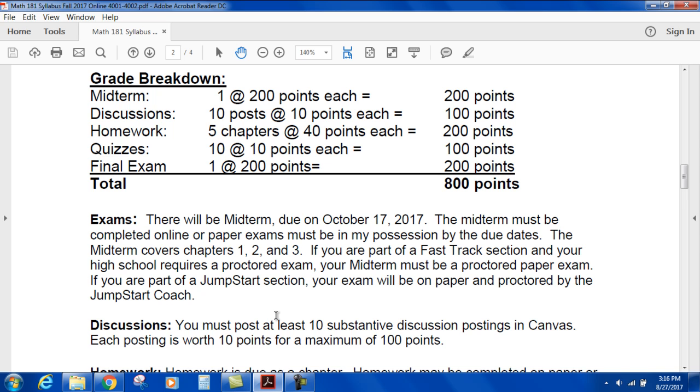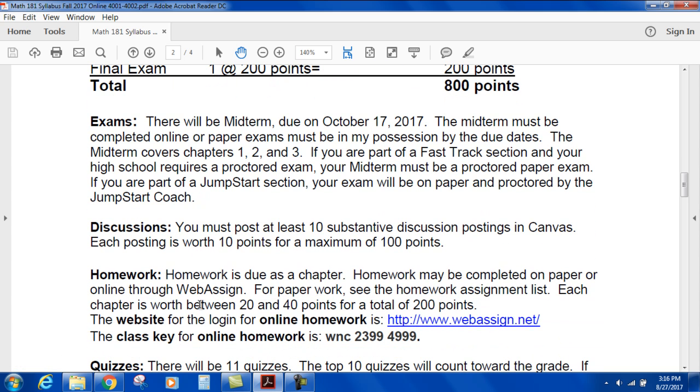Discussions: you must post at least 10 substantive discussion postings in Canvas. Each posting is worth 10 points for a maximum of 100 points. Homework. Homework is due as a chapter. Homework may be completed on paper or online through WebAssign. For paperwork, see the Hawks assignment list. Each chapter is worth between 20 and 40 points for a total of 200 points.